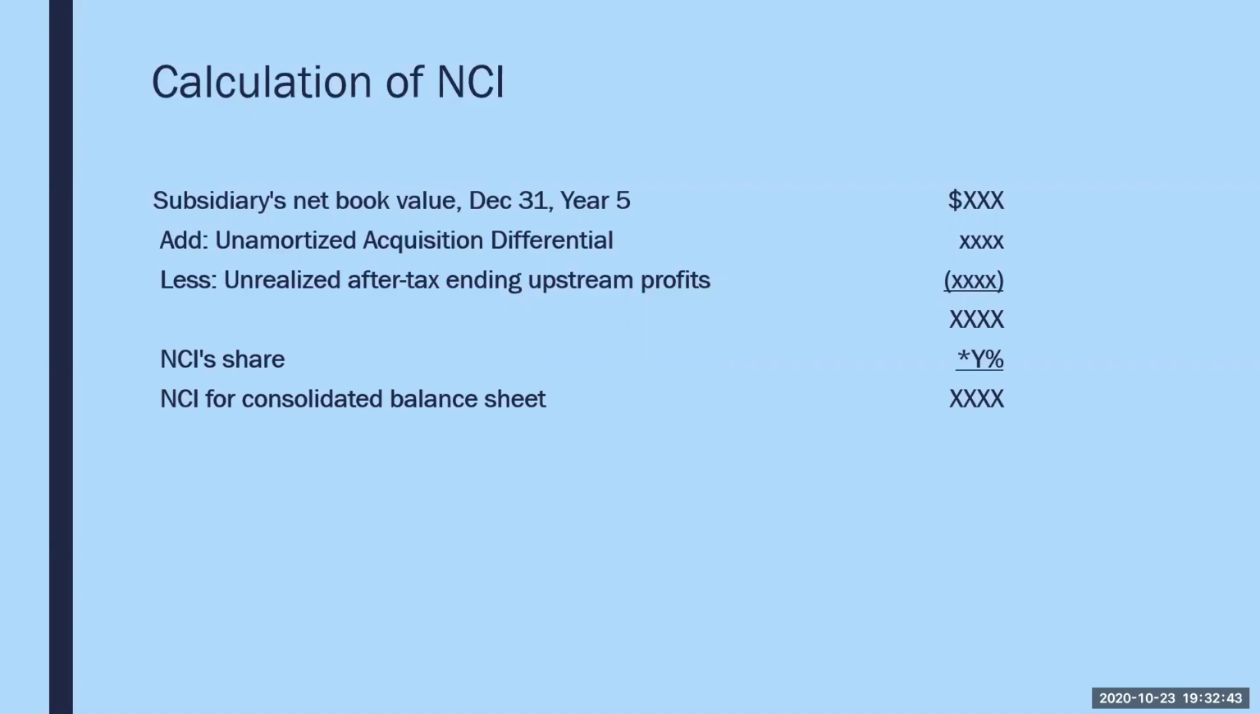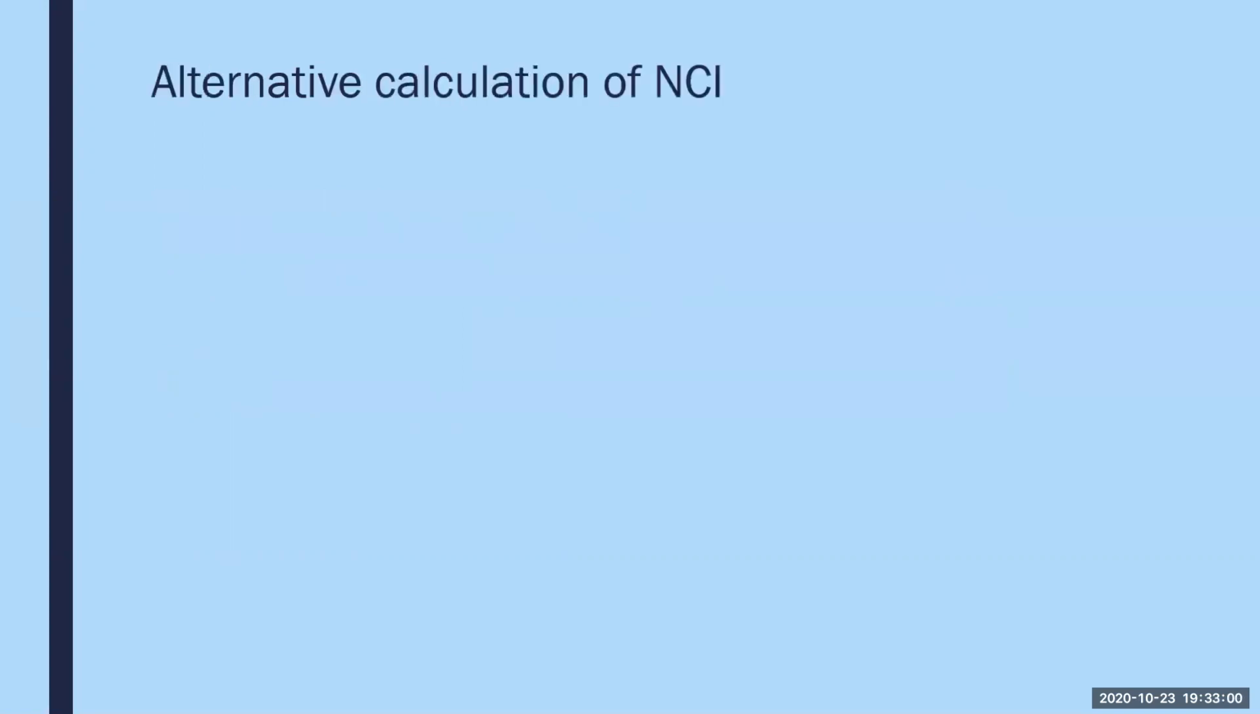So this calculation is fast. However, there are people that find it harder to remember different calculations. So it is possible to use a variant of the consolidated retained earnings calculation to calculate NCI as well. Here's the alternative calculation of NCI using the layout of the consolidated retained earnings calculation.